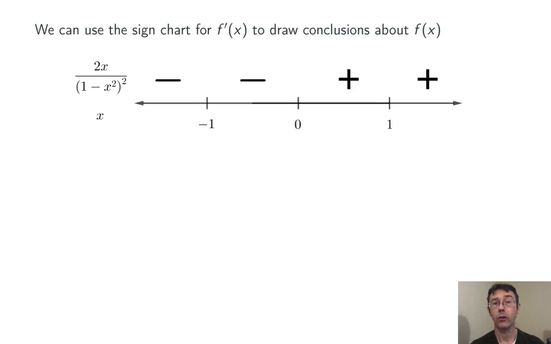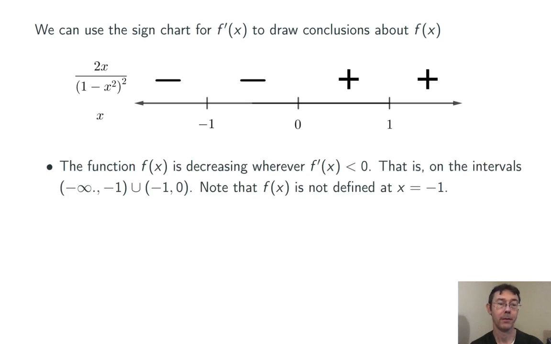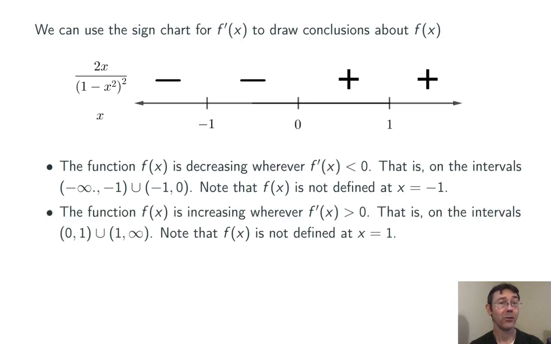Now that we have a complete sign chart, we can draw some conclusions about f of x using what we know about f prime. The function is going to be decreasing wherever the derivative is negative, and that is going to be the case from negative infinity to negative 1 and from negative 1 to 0. Of course, the function isn't defined at x equals negative 1. Similarly, the function is going to be increasing whenever the derivative is positive, and that's the case from 0 to 1 and 1 to infinity. Again, the function's not defined at x equals 1, so we want to make sure to leave that out of our solution set for this part of the problem.